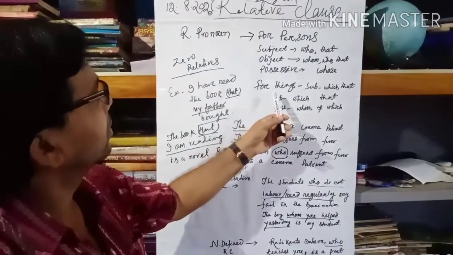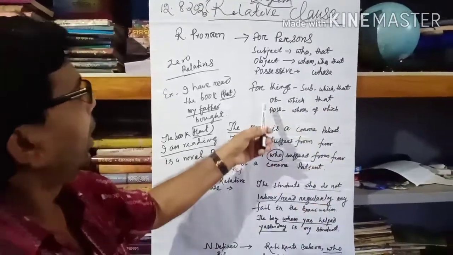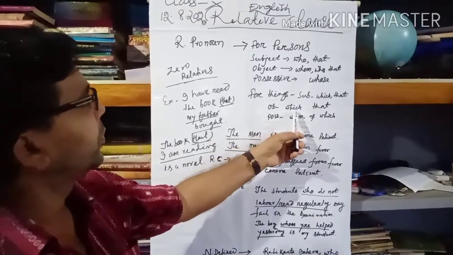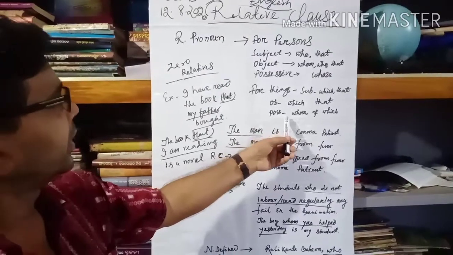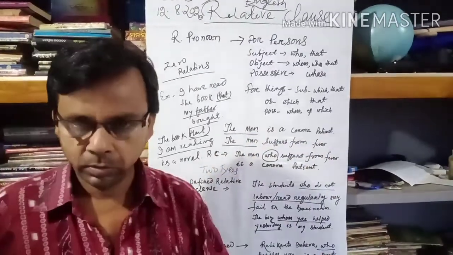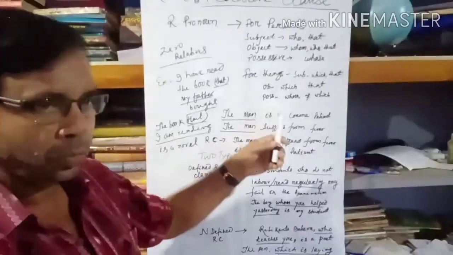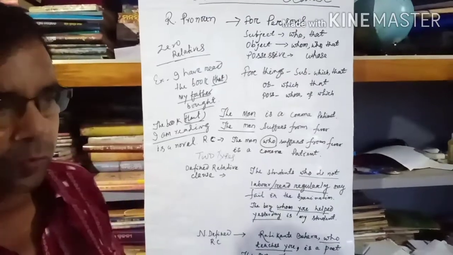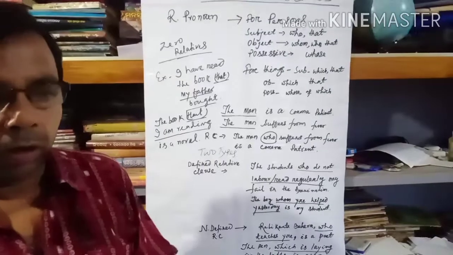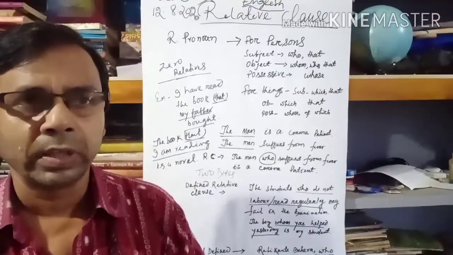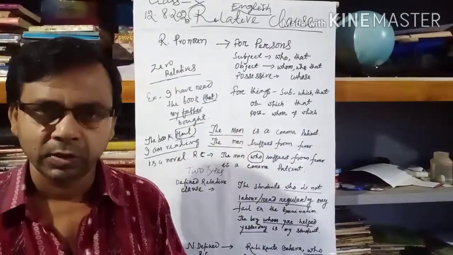For things, in case of subject we may use which and that, in case of object we may use which and that, and in case of possessive we may use whose or of which. Those are the relative pronouns which are used before the relative clause. That's why it is called the relative clause. It is also known as the adjective clause, because the relative clause works here as an adjective.